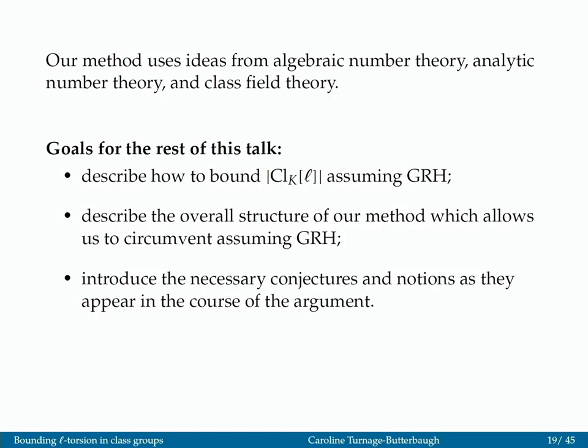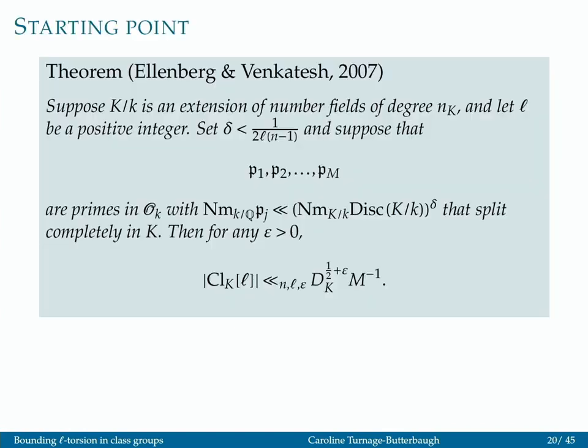Okay, so let's first talk about how one might get the bound assuming GRH, because the starting point is the same as our method. The starting point is the following theorem of Ellenberg and Venkatesh, and we'll just take this as a black box. All right, so here's the statement. Suppose big K over little k is an extension of number fields, and let's set delta to be less than this number right here. That's going to be fixed because we're going to fix L as well.